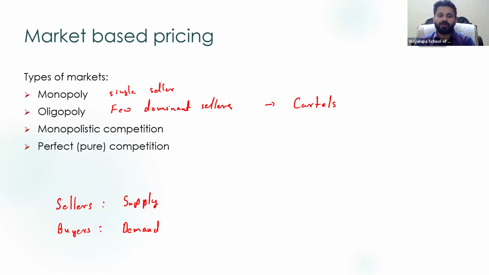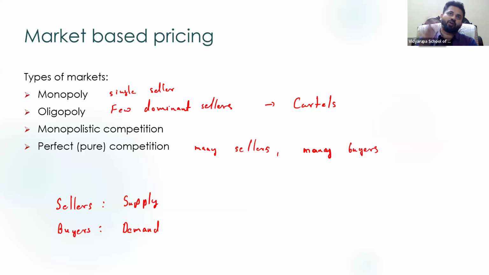Then monopolistic. I'll come to monopolistic. Before that, I'll go to perfect or pure competition. What happens here? Many sellers, many buyers. Numerous sellers, numerous buyers.